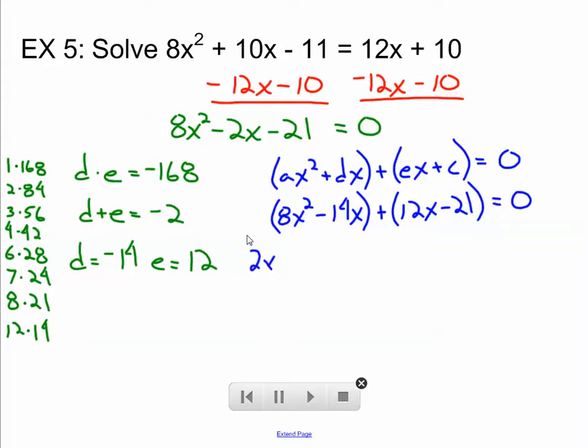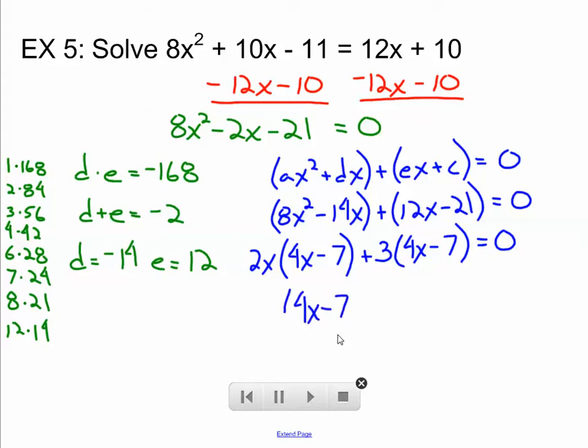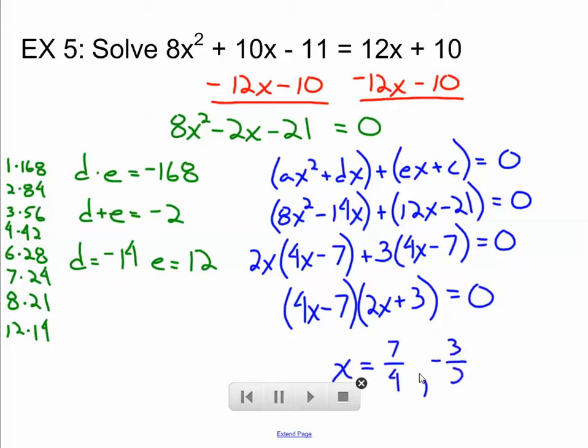We can take a 2x out of this, 4x minus 7. Take a 3 out of this, x minus 7, 4x minus 7. Then we can write this in factored form, 4x minus 7 and 2x plus 3. And then we can solve it using the zero product property. So x has got to be 7/4 or negative 3/2. Those are the two solutions to this big ugly equation up here.